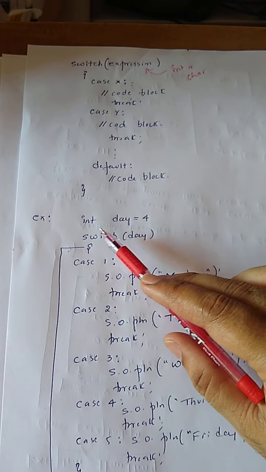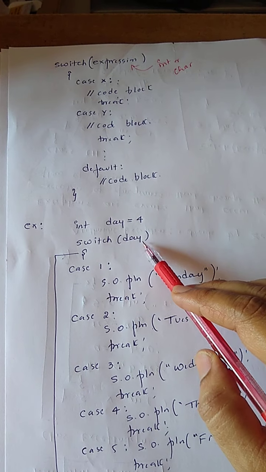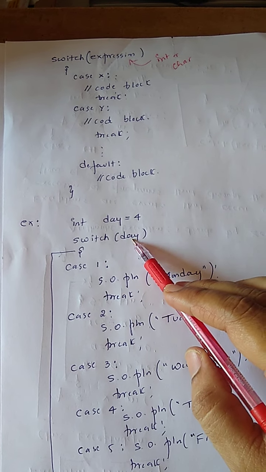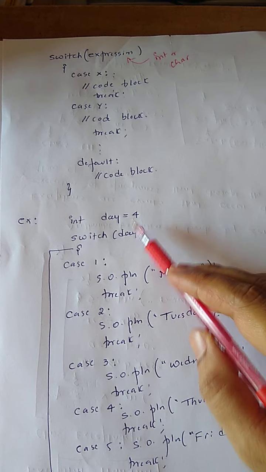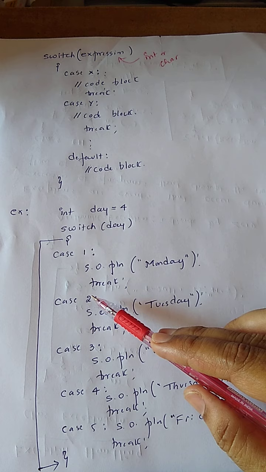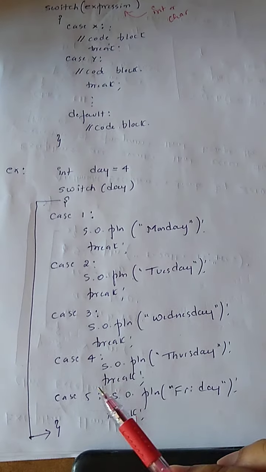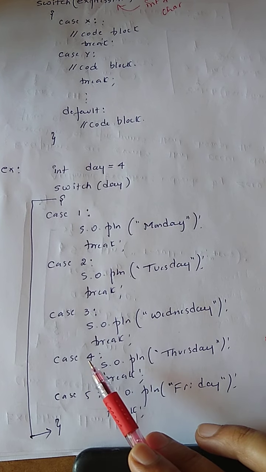So I have taken a simple example. int day is equal to 4. Earlier I told you switch will take either an integer value or a character value. So now what's the value of day? 4. Is 1 equal to 4? No. Is 2 equal to 4? No. Is 3 equal to 4? No. Is 4 equal to 4? True. So now case 4 is true.